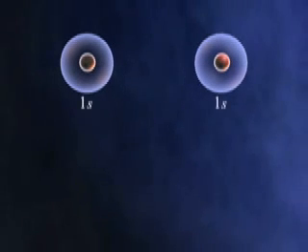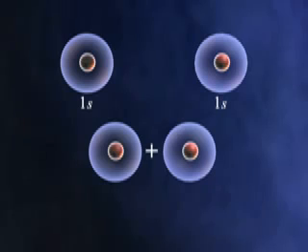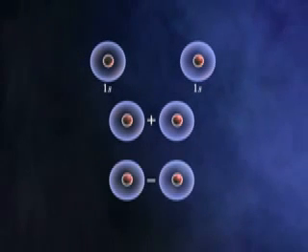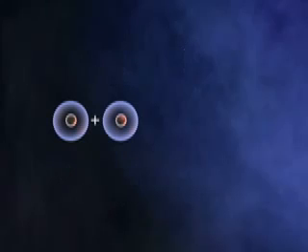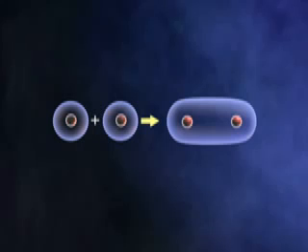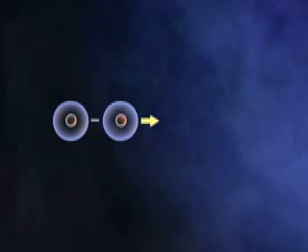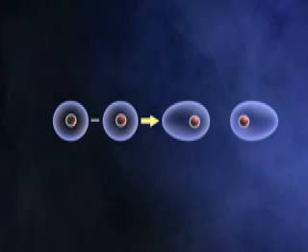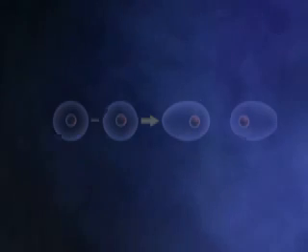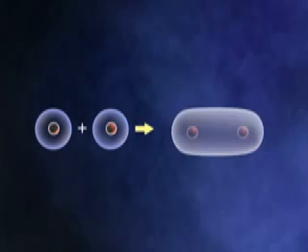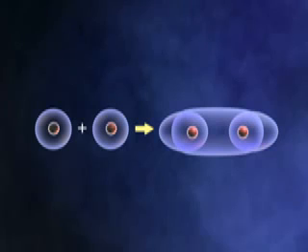Because atomic orbitals are wave functions, they can combine either constructively or destructively. Additive or constructive combination of the two atomic orbitals gives a bonding molecular orbital, while subtractive or destructive combination of the two atomic orbitals gives an anti-bonding molecular orbital. The bonding and anti-bonding molecular orbitals formed by the combination of two 1s orbitals are called sigma 1s and sigma star 1s respectively.